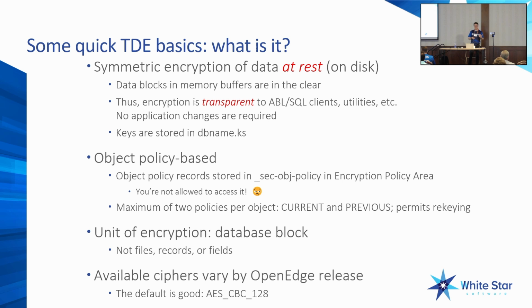The unit of encryption is the database block. So an entire block gets encrypted except for the block header. So it's not file-based, it's not record or field-based. The single unit within an encrypted object is the block. The list of ciphers that you can use does vary by release. So if you're planning a deployment, check your release documentation. The default is AES 128. That's a good default. It's a good trade-off between security and performance, and you really shouldn't change that unless you have a compelling reason to do otherwise, like your security team tells you you have to.